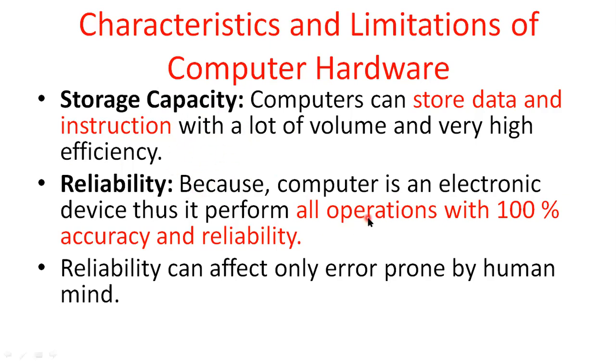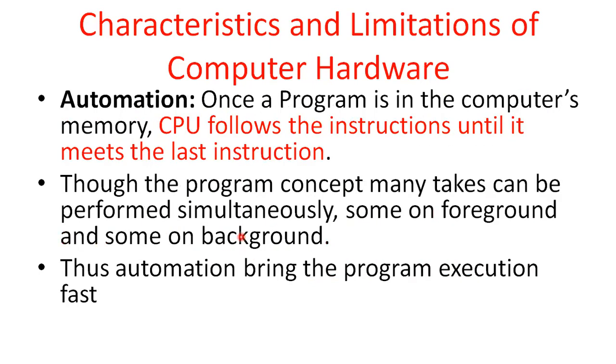Reliable. The computer is a believable electronic device. It performs all operations with 100% accuracy as well as 100% reliability. The reliability can be affected only by errors made by the human mind. The believable information is error-prone only by the human. I think it is clear for you? These are all some of the characteristics of the computer.